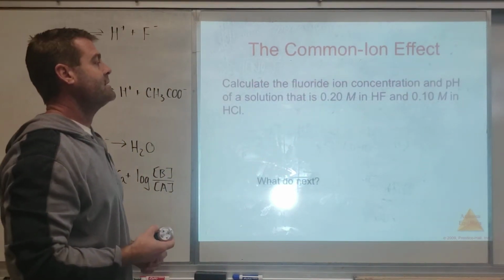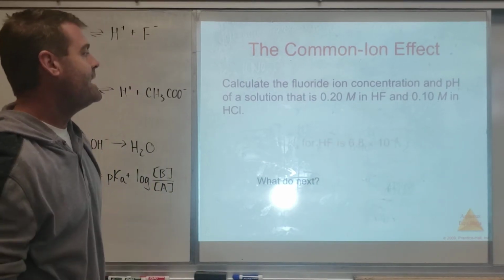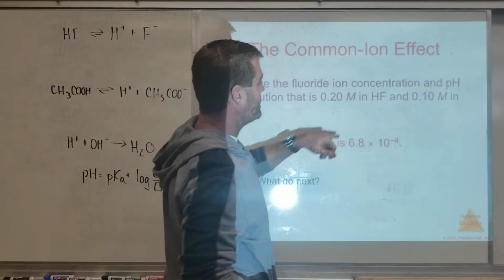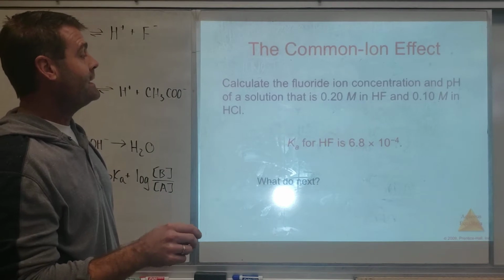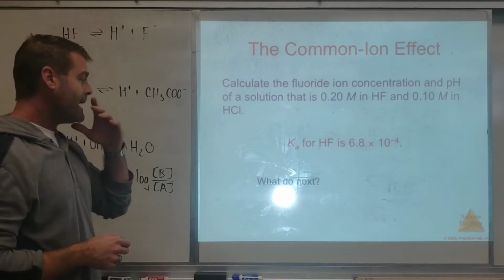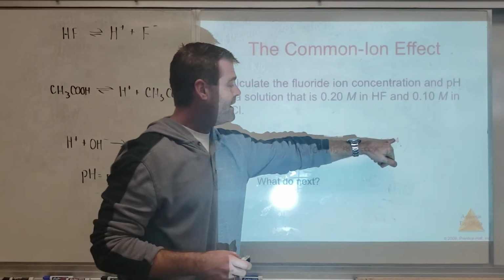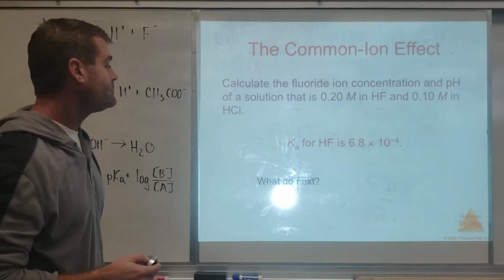So here's a problem. Calculate the fluoride ion concentration and pH of a solution that is 0.2 molar in hydrofluoric acid. Notice that it's a weak acid, not one of the 7. But now notice what we're doing, we're adding 0.1 molar of hydrochloric acid. Hydrofluoric acid is a weak acid with a relatively low Ka value because it doesn't dissociate very easily.